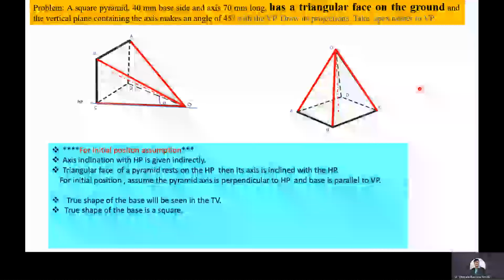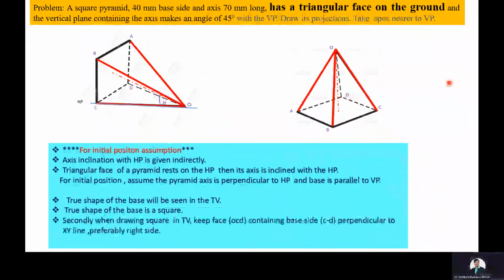Why we need to keep square pyramid's base side CD perpendicular to the XY line in top view? Because in the second stage, we are going to tilt the square pyramid such that it is going to rest on its triangular face OCD on the horizontal plane. With that, we are keeping square pyramid's base side CD perpendicular to the XY line. With this basic information, we'll enter into the first stage solution of the given problem.